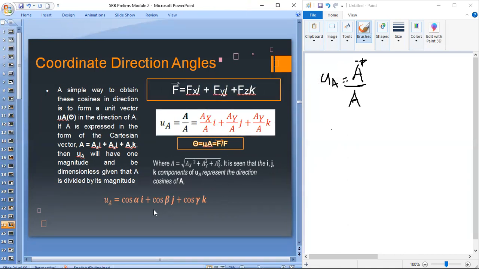Okay? So, by using that, Pythagorean lang din. You have U A equals your cosine alpha i plus cosine beta j plus cosine gamma k. Makikita nyo yung sa modules nyo once na-check siya. For clarifications, may mga video din doon. So, dito, summarize na lang natin.